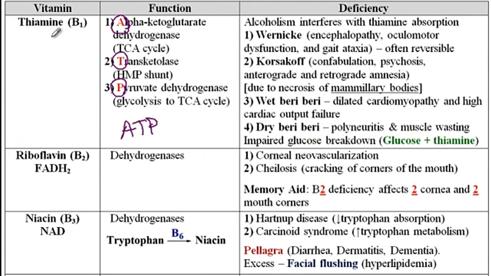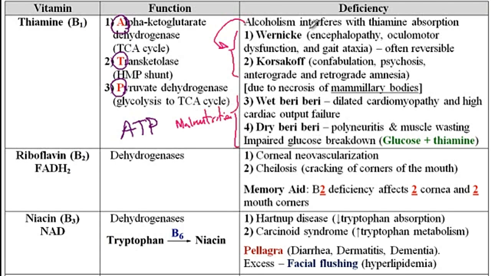So the function of the thiamine is to help with the function of the HMP shunt as well as ATP production in the TCA cycle. Now there could be vitamin B1 deficiency from alcoholism, which leads to the Wernicke and Korsakoff syndromes, or it could be from malnutrition, for instance, which leads to the beriberi syndrome.